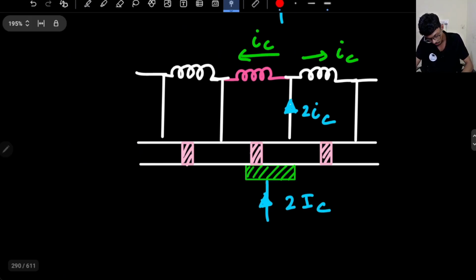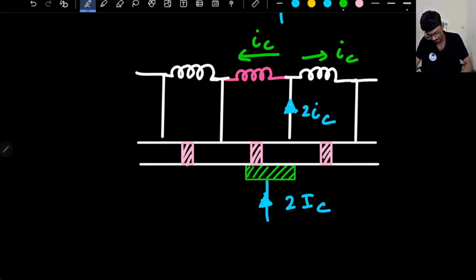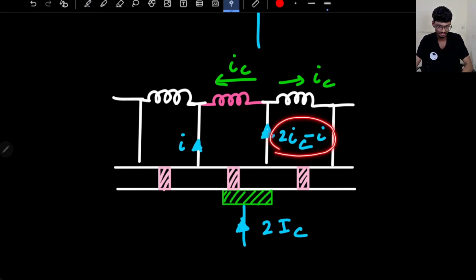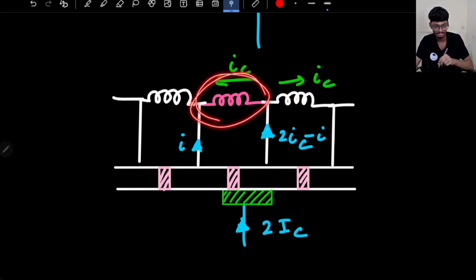So what will happen now? 2IC current will get divided. From here, let's assume that I current will flow, and from here 2IC minus I current will flow. So ultimately, what is the current flowing through these coils? If here 2IC minus I current is flowing, then in this coil it is still in the correct state. This current will be IC only, because this is the coil that is going through commutation.